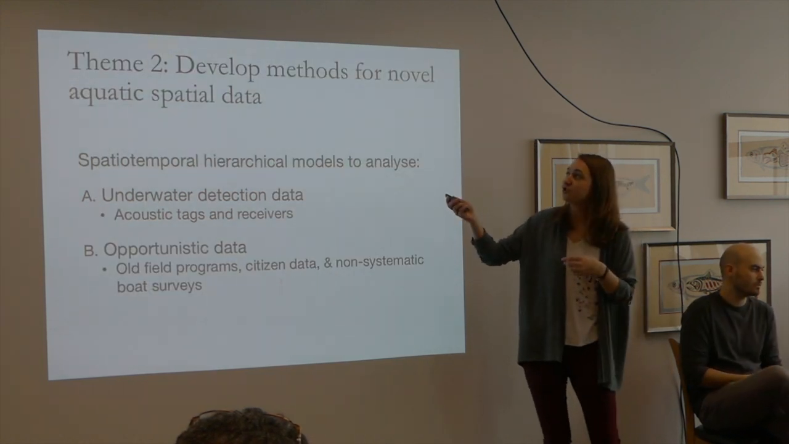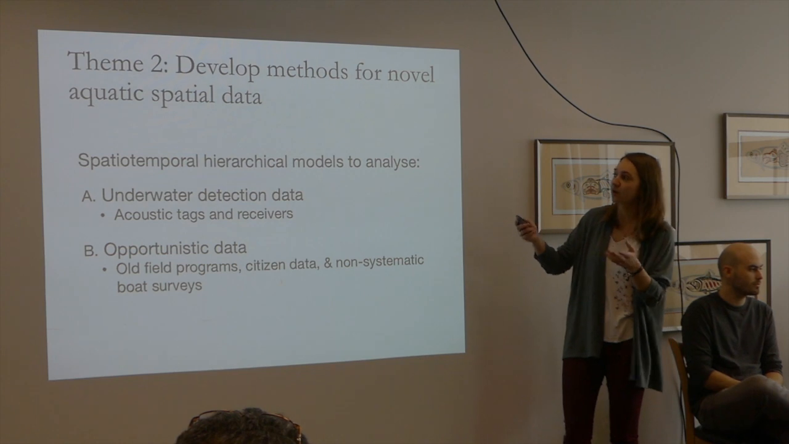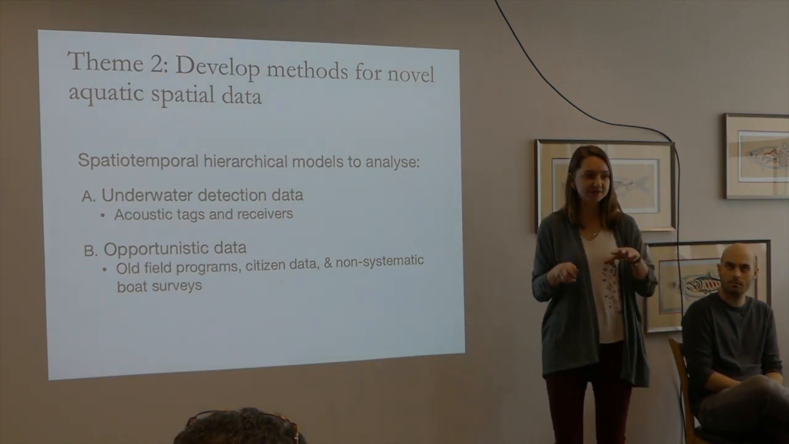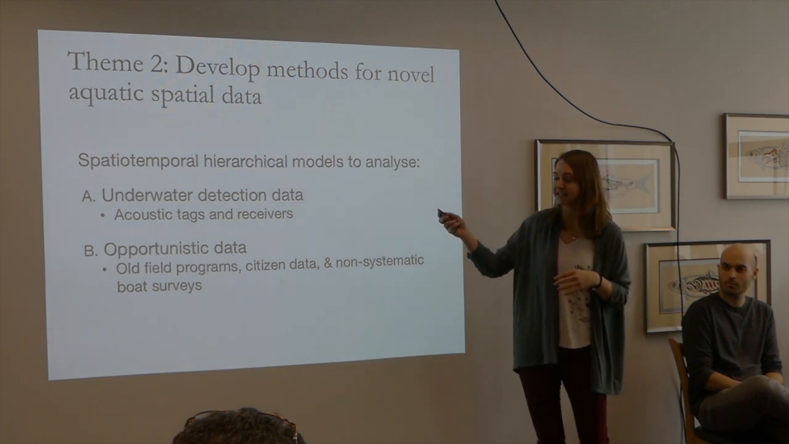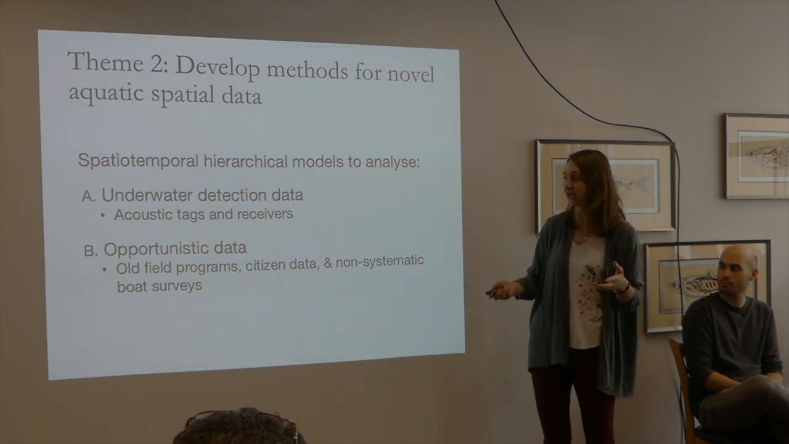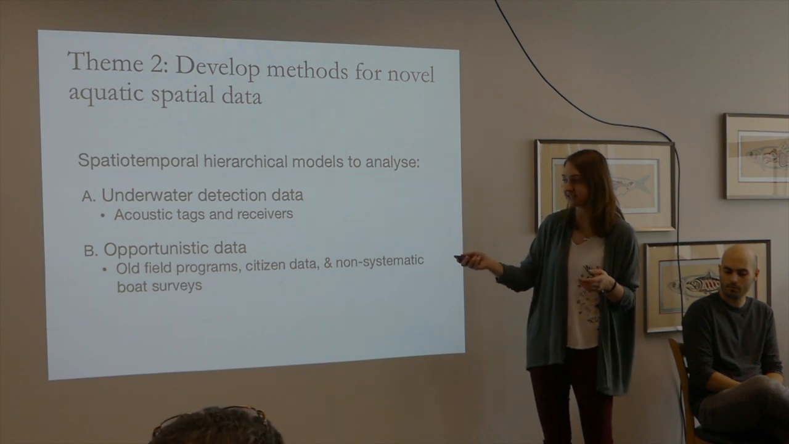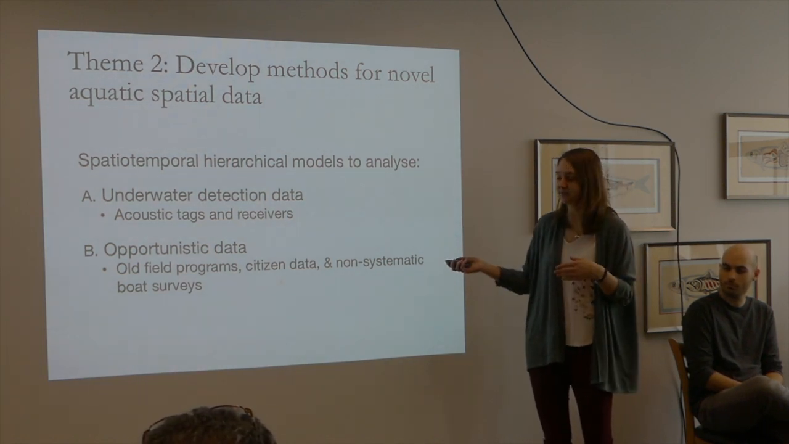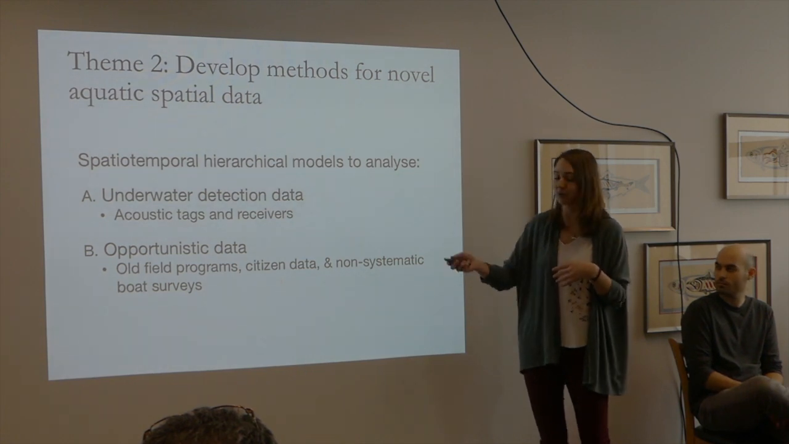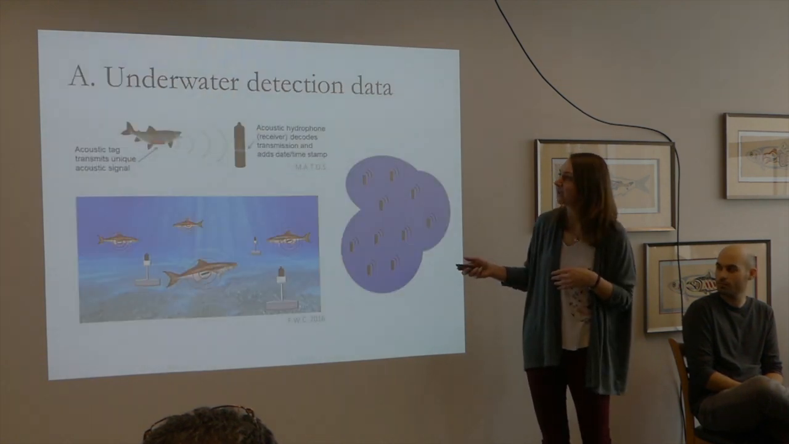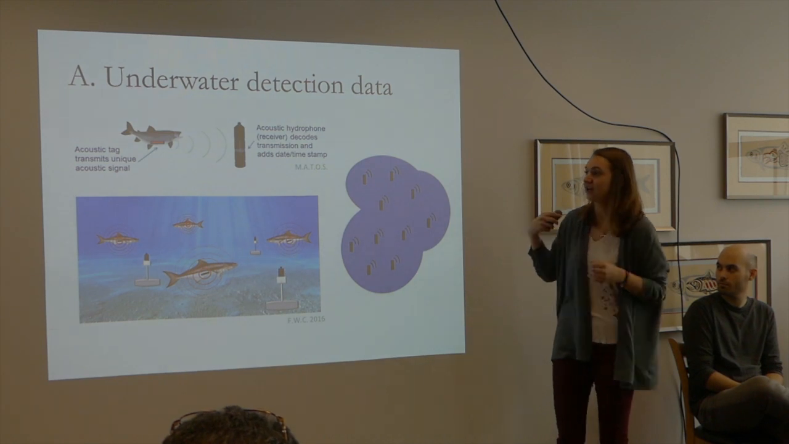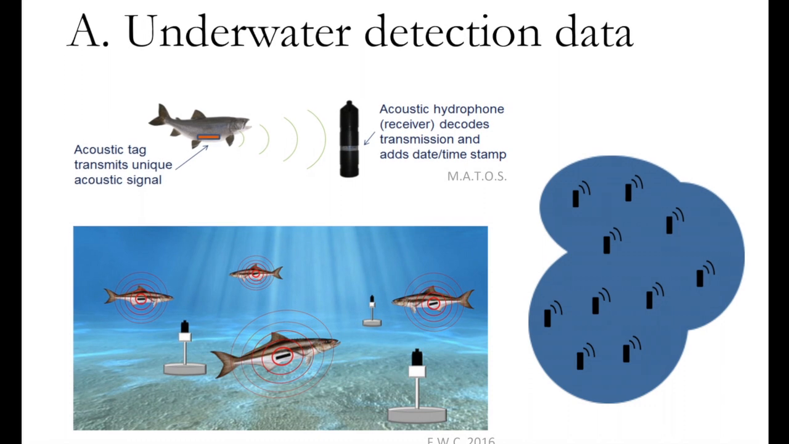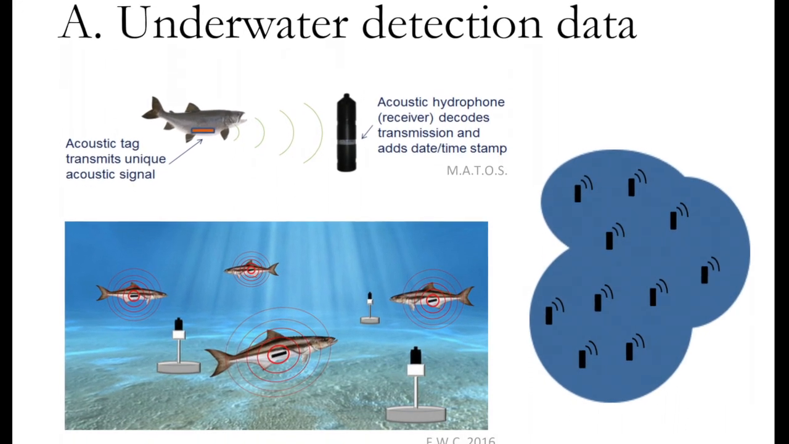So on to theme number 2, which is developing methods for novel aquatic spatial data. By this, we're referring to 2 sub-branches. We're going to look at underwater detection data, such as from acoustic tags and receivers, but also opportunistic data. So this could be from old field programs, citizen data, non-systematic boat surveys. So for underwater detection data, you have an acoustic tag that is transmitting an acoustic signal, and it's picked up by receiver hydrophones under the water.